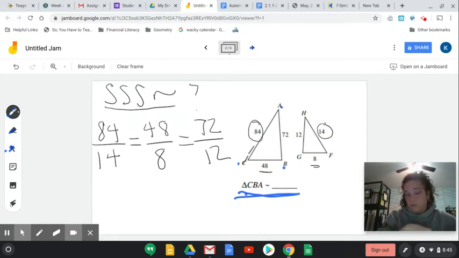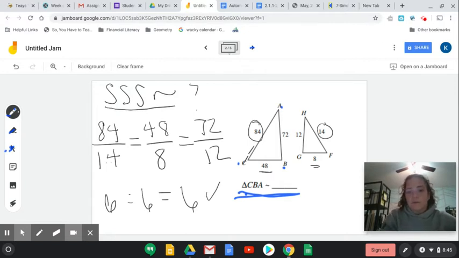I obviously should have had a calculator with me, or in class I would have been using you guys to help me out with this, but I think I can figure it out. 84 divided by 14 is 6. You guys all should know in your head, 48 divided by 8 is 6, times tables. And another times table, 72 divided by 12 is 6. So therefore, all three of these fractions are equal to each other. Therefore, these triangles are similar.